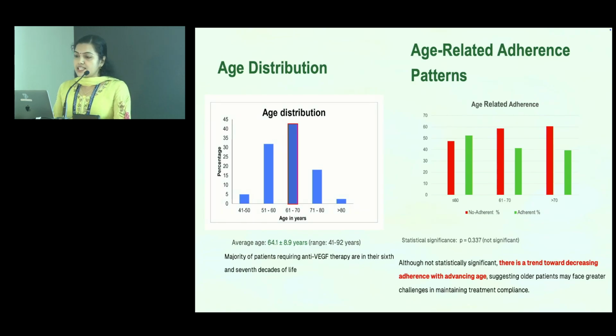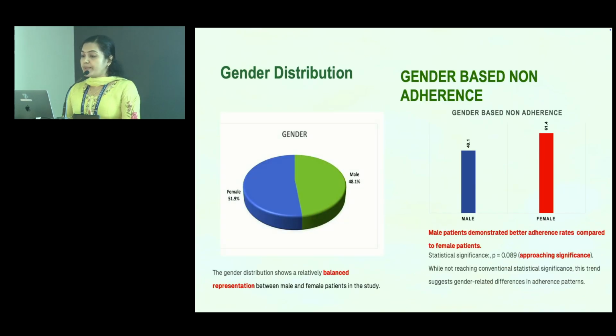So going to the age distribution and age-related adherence pattern, when we compare the age pattern, there is a trend towards decreasing adherence with advancing age. And when we compare the gender-based distribution, there was a balanced distribution in our study between males and females, and male patients demonstrated better adherence rate when compared to female patients, which was approaching significance.